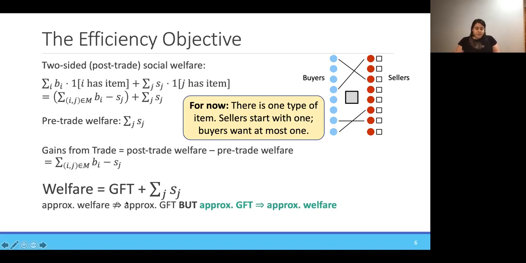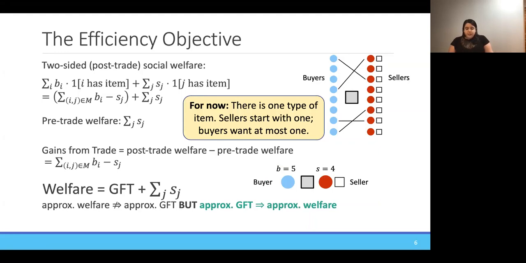Both of these depend on the allocation. If we approximate welfare, we do not approximate gains from trade. But if we approximate gains from trade, we approximate welfare because of this extra added affine part. Okay? So gains from trade is harder to approximate than welfare, and any approximation results for welfare do not imply an approximation for gains from trade. Okay?